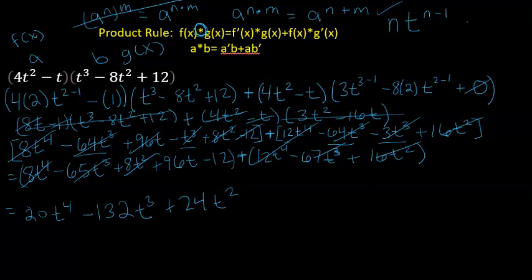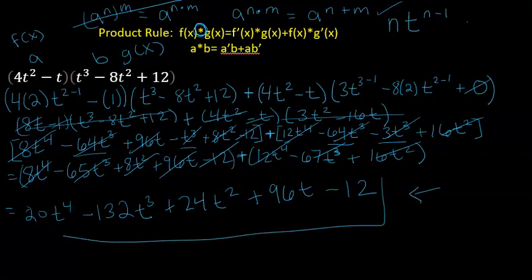And then I got, do I have anything? Oh yeah, I do. I have a 96t. I almost missed that one. Got 96t, and then I have negative 12. Perfect. Now this could be the final answer. Actually, I'm going to go ahead and make it the final answer. You could keep extracting stuff.